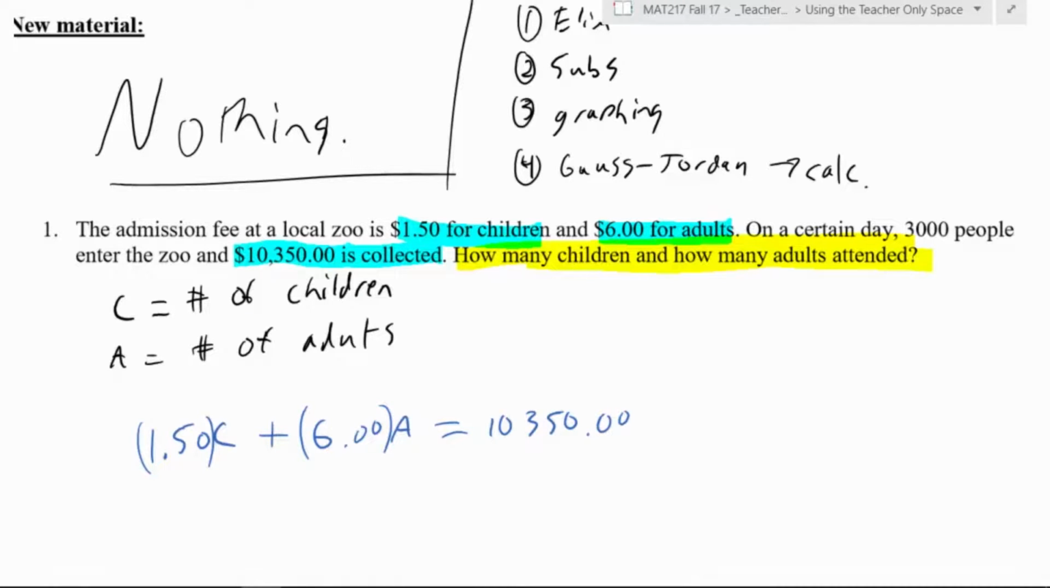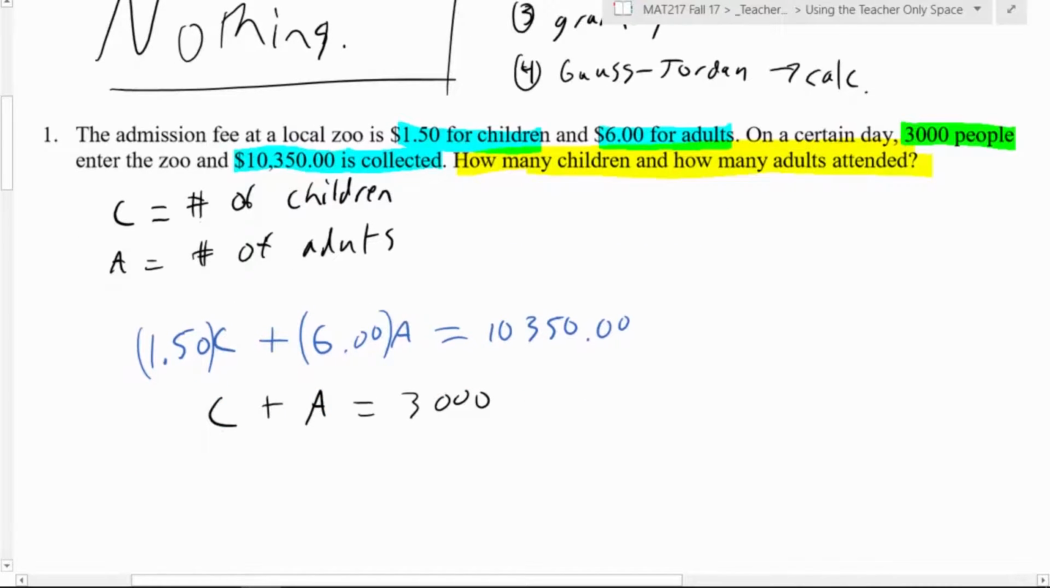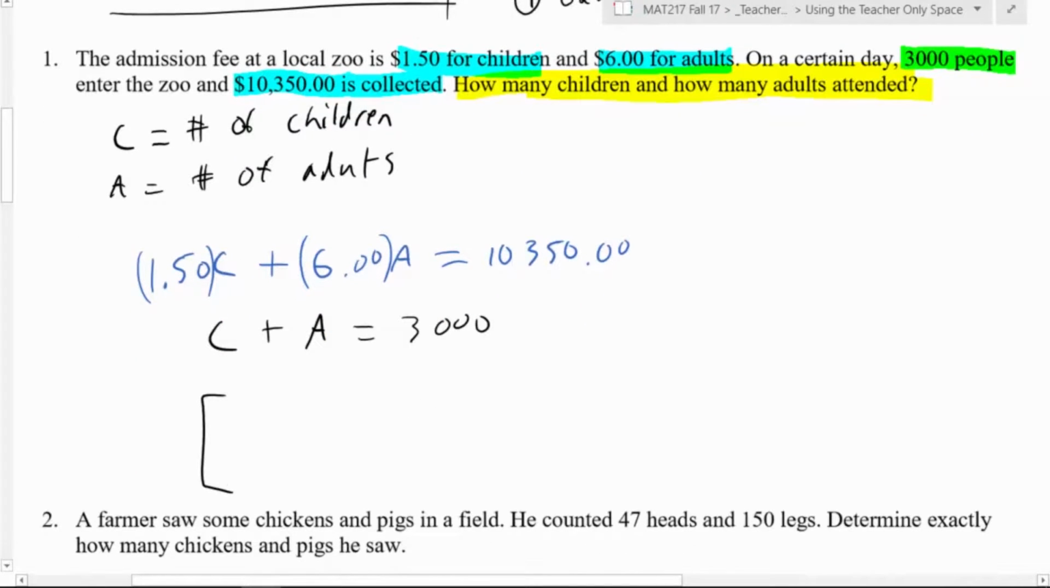So we have a dollar relationship. Now, since we have two variables, we need two equations. Let's go back and look for another one. Oh, look, we have 3,000 people enter the zoo. What does that mean to us? Well, the number of children plus the number of adults should equal 3,000, because each of them counts as a person. So now we have our matrix: 1.50, 6.00, 10,350. And of course, you don't need to have all the decimals if you don't want them.